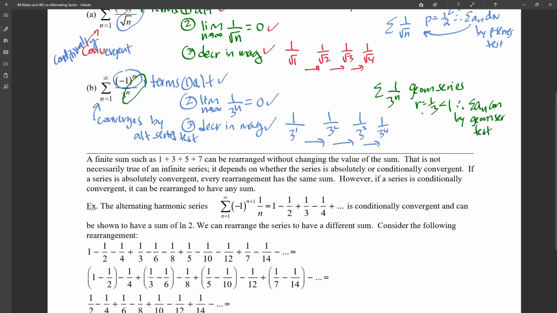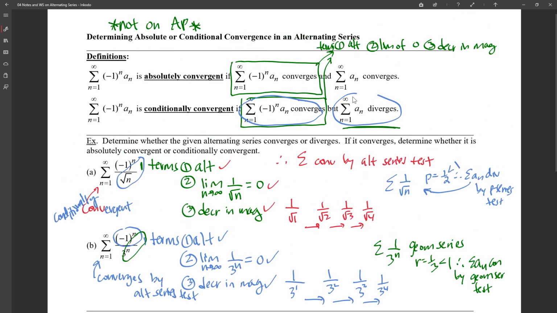So if this sum of a sub n converges, then what we know is that the original series was absolutely convergent. So we can come down here and write absolutely converges. The original series we had was absolutely convergent.